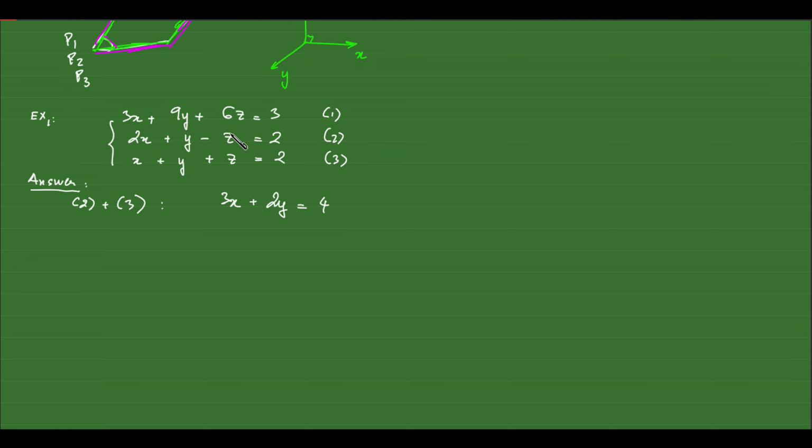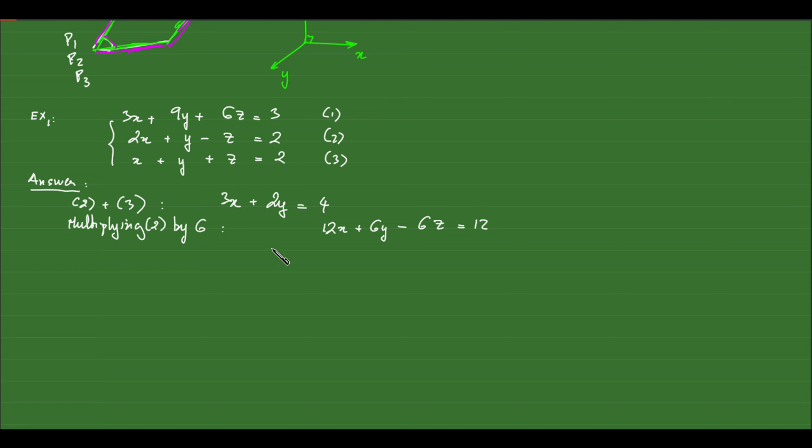Or we can multiply the second equation by 6, then we eliminate the z and have another equation in x and y. So just think about it. Multiplying the second equation by 6, what are we going to have? We're going to have 12x plus 6y minus 6z equals 12.